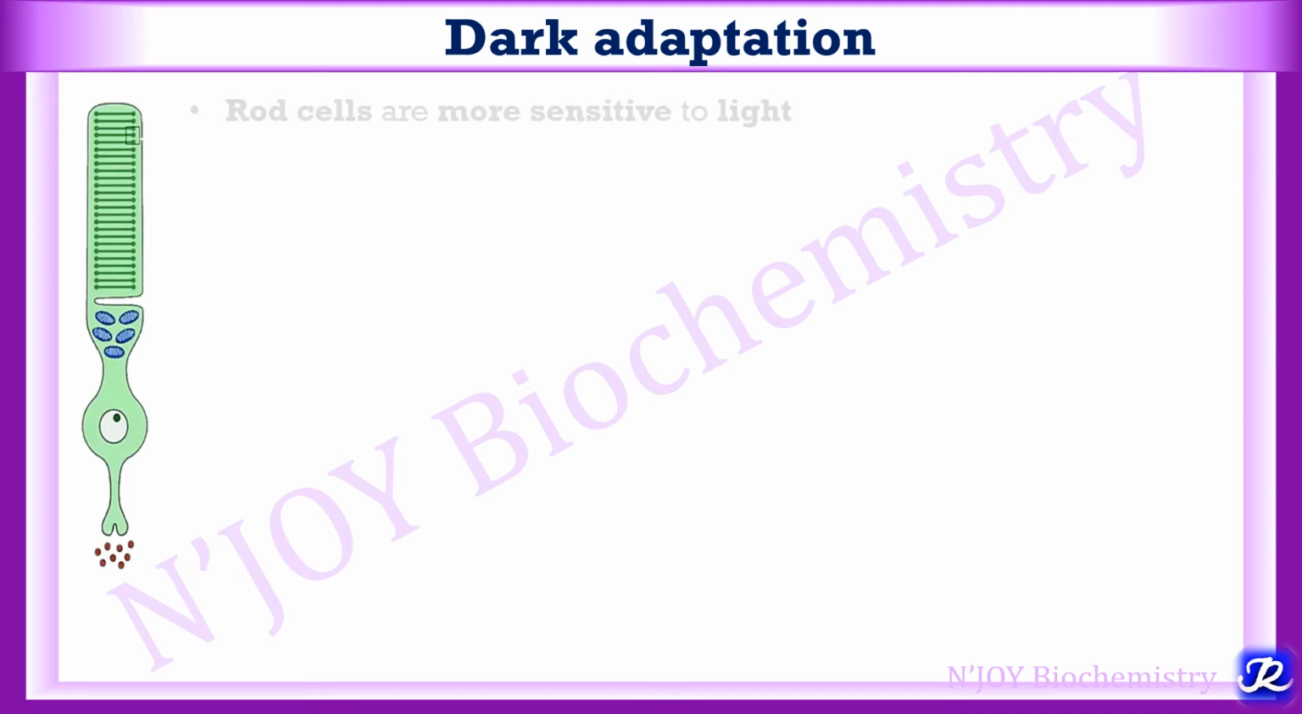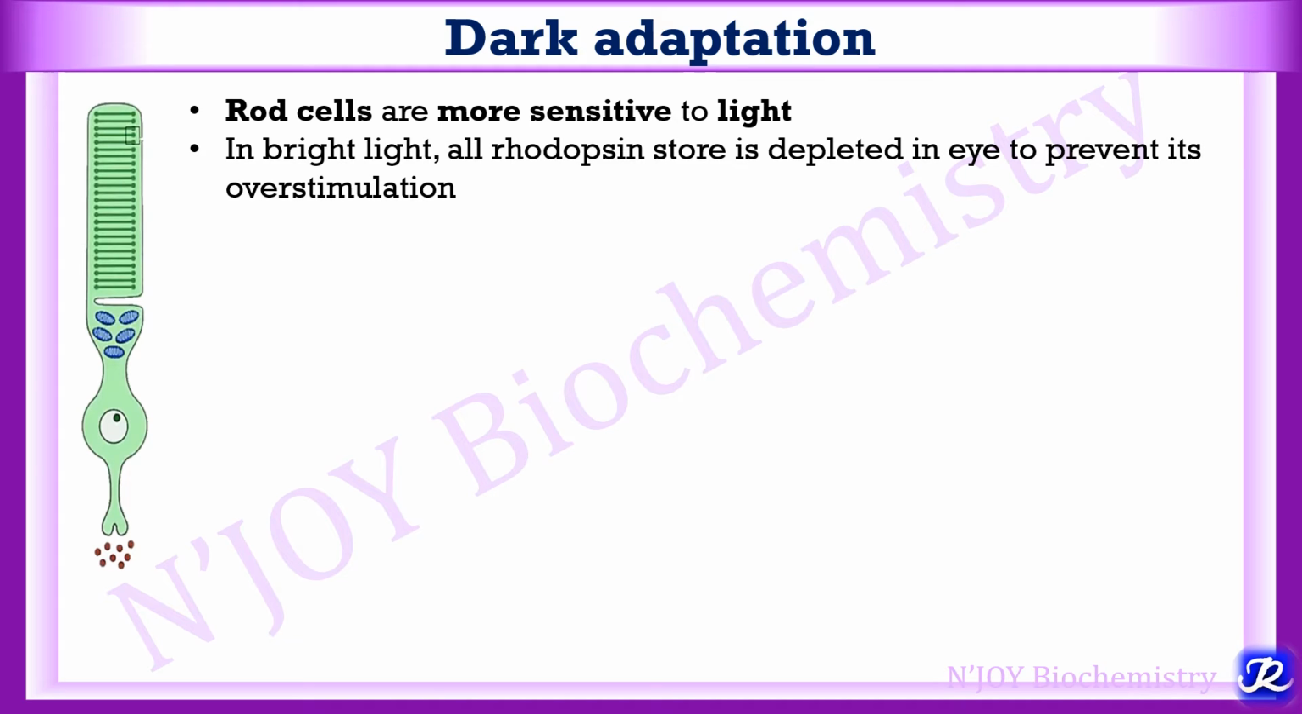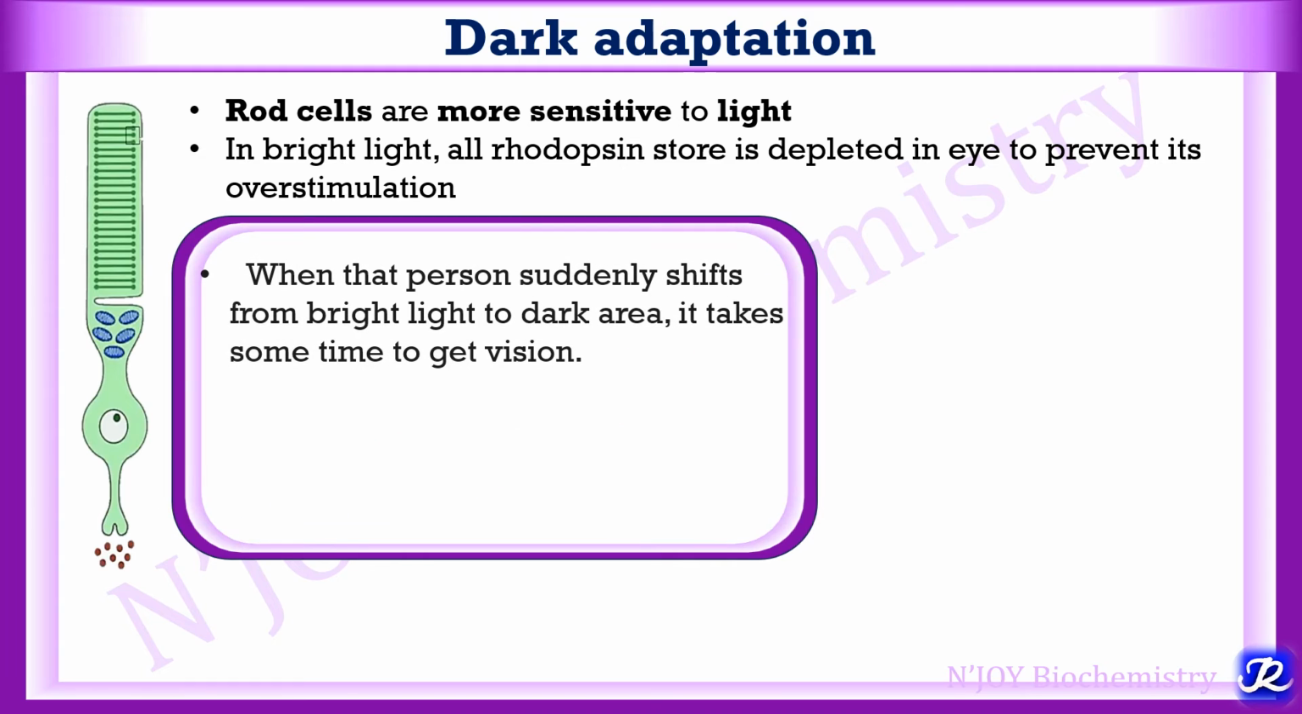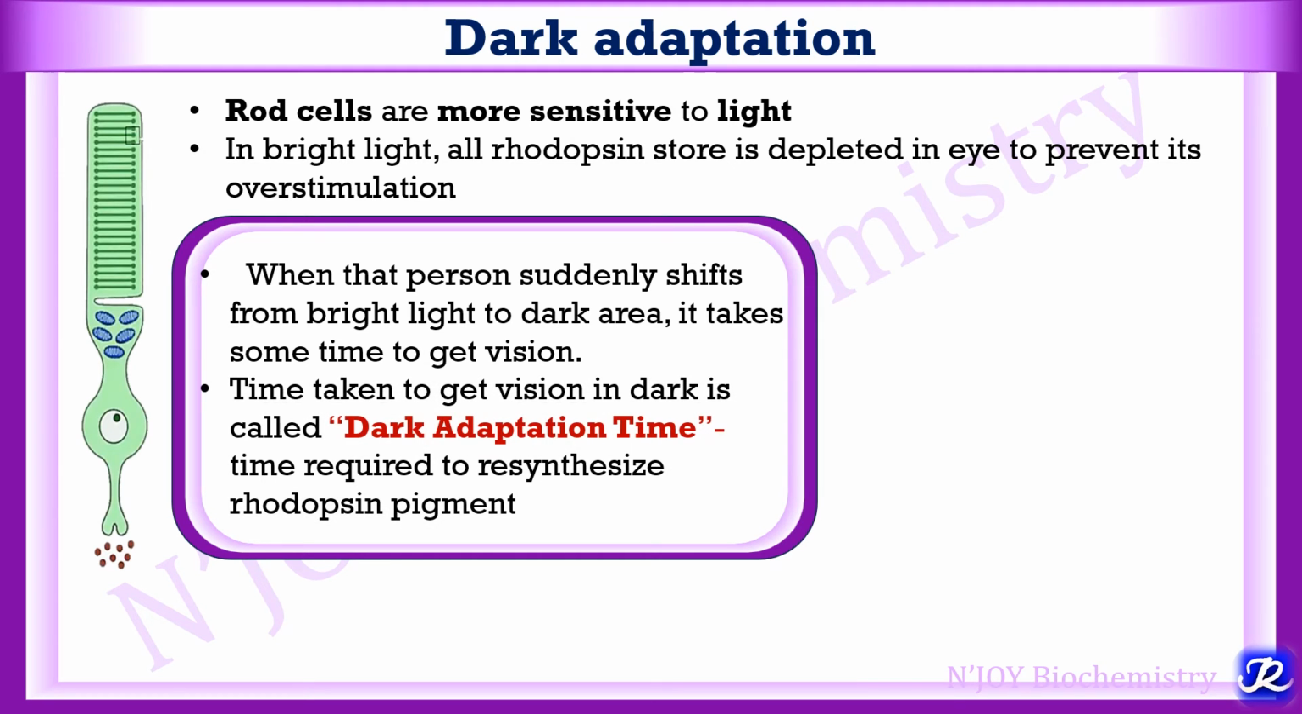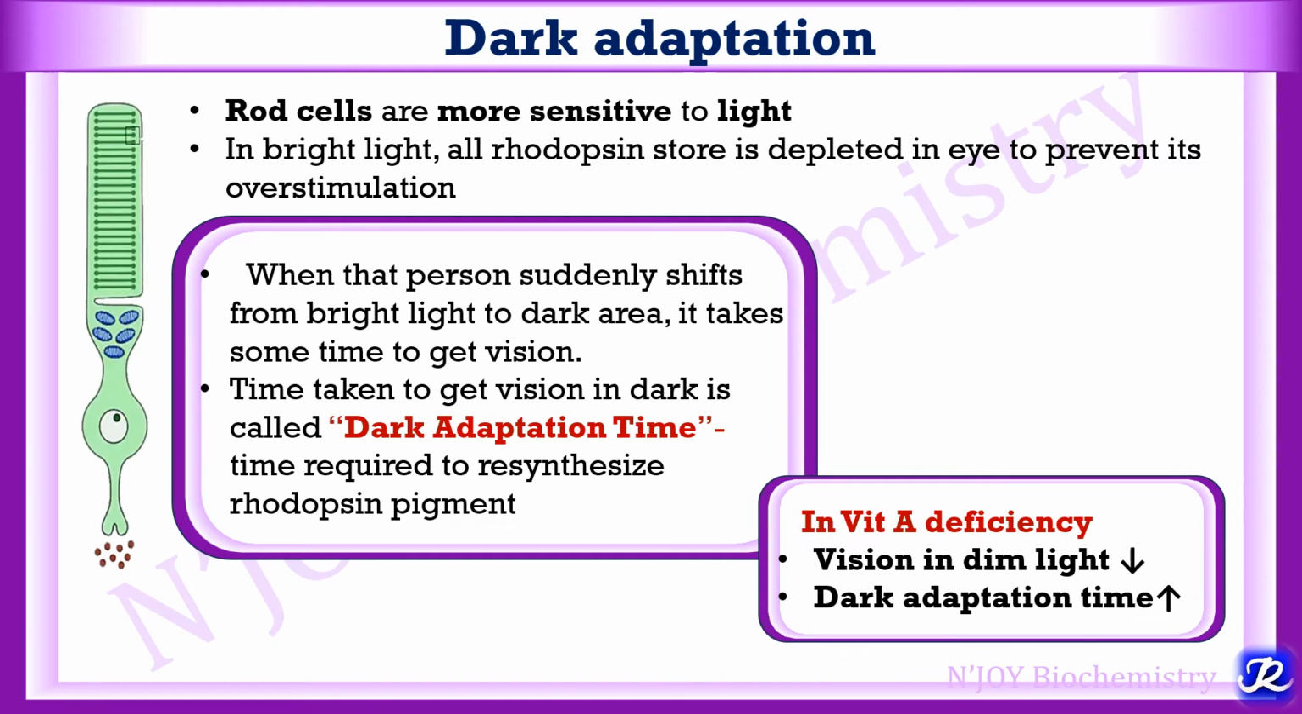What is dark adaptation? We know that rod cells are more sensitive to light, and in bright light all the rhodopsin store is depleted in the eye to prevent its overstimulation. So when a person suddenly shifts from bright light to a dark area, for example in a cinema theater, it takes some time to get vision, and the time taken to get vision in the dark is called dark adaptation time. It is the time required to resynthesize the rhodopsin pigment. And if there is vitamin A deficiency, the vision in dim light is decreased, which is called night blindness, and the dark adaptation time is increased.